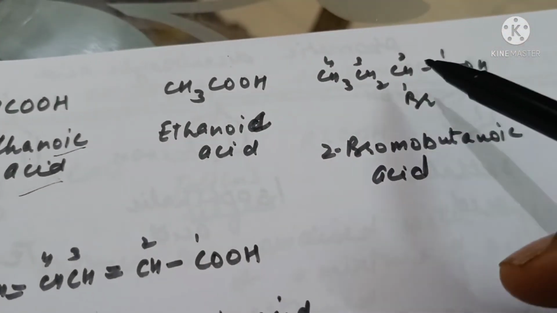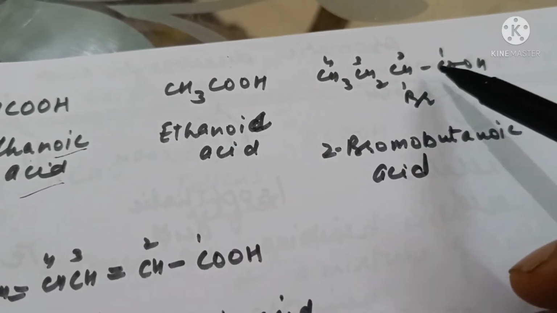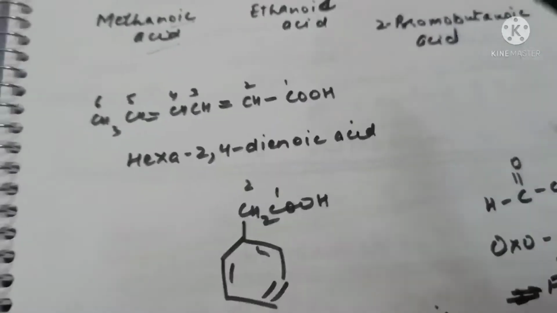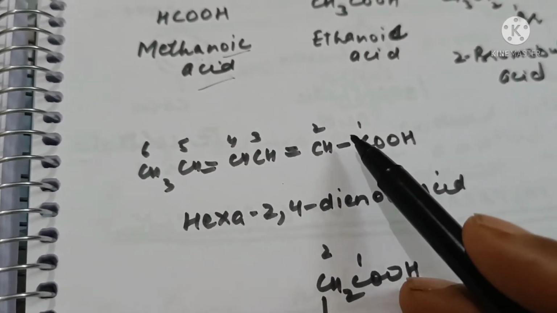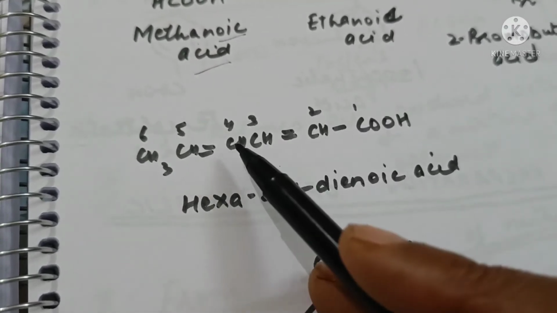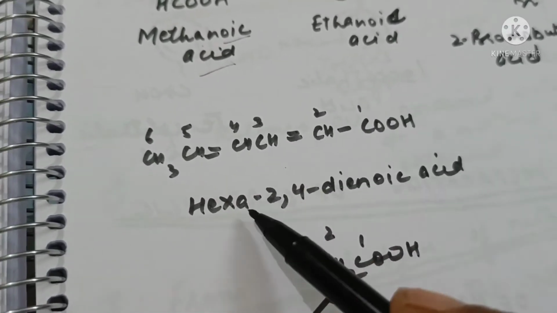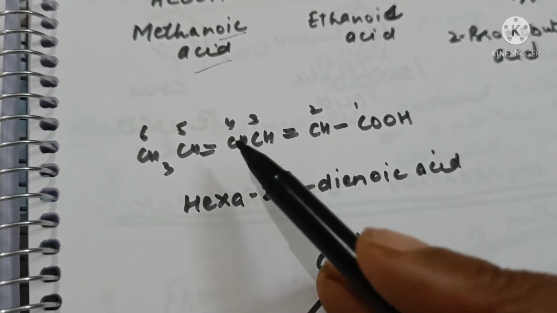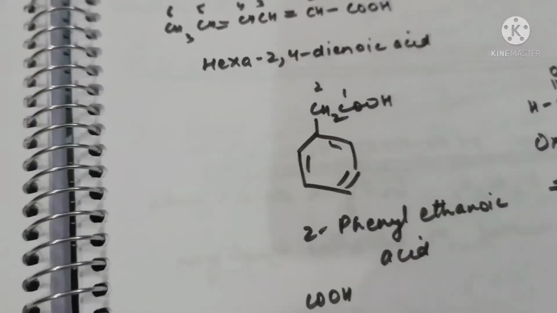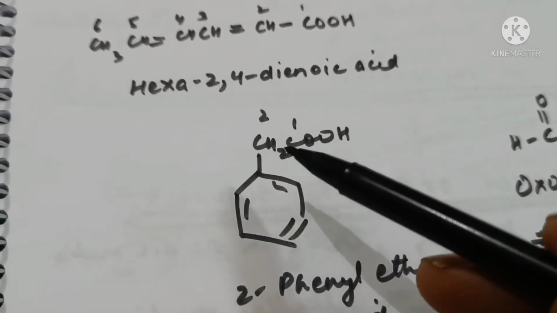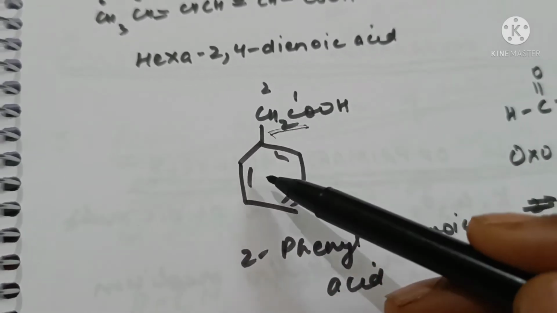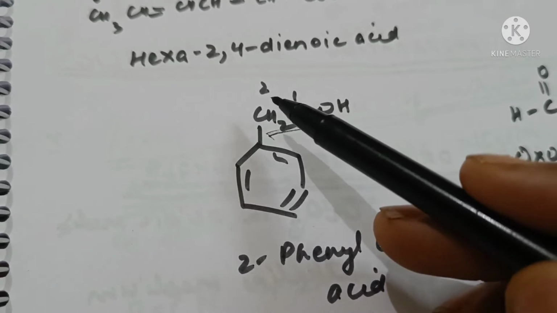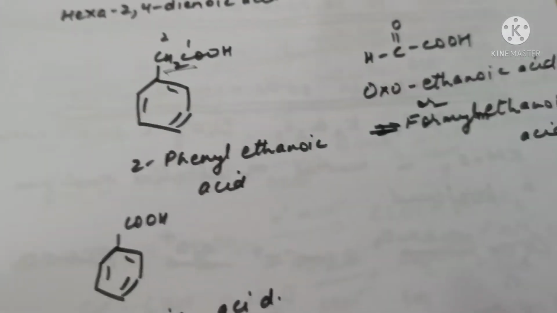Similarly, 2-carbon compound is called ethanoic acid. This compound will be called 2-bromobutanoic acid because it's a compound of 4 carbon atoms. Similarly, when we name this compound, it's a compound of 6 carbon atoms and there are double bonds at 2 and 4 positions. So name will be hexa-2,4-dienoic acid. Similarly, aromatic compound, because it's a compound of 2 carbon atoms in which a phenyl group is acting as a substituent, the name will be 2-phenylethanoic acid.